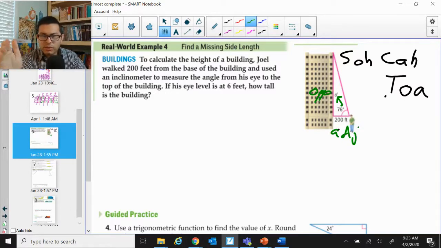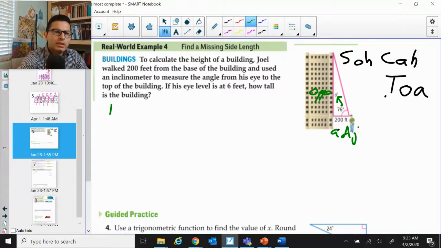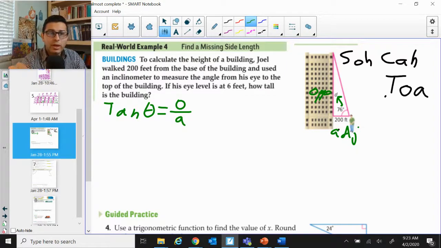Let's find out which trig function we need to use for this. Sine is opposite over hypotenuse, cosine is adjacent over hypotenuse, but tangent is opposite and adjacent. So let's use tangent here. We're just going to say tangent of theta equals opposite over adjacent. That's from the OA in TOA.